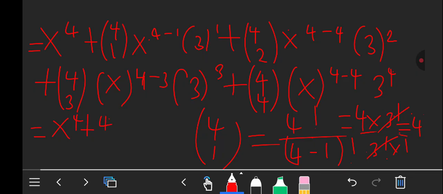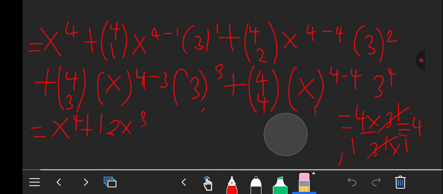So it will be 4 x to the power 3, then multiplied by 3. So 3 multiplied by 4, you get 12. So in fact, let me just write it as 12. So it is 12x to the power 3. So it's very easy to find the combination.